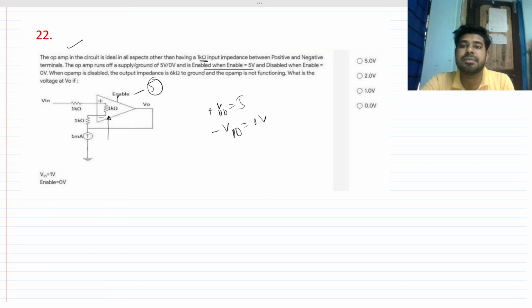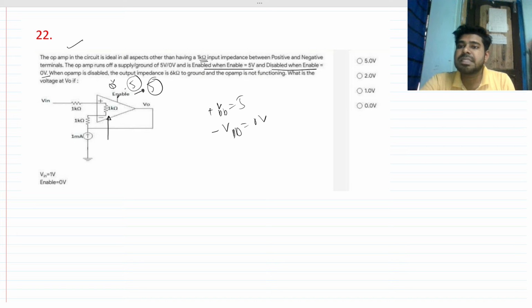When this enable is 5 volt, then the op amp is working, otherwise it is not working. So it is disabled when enable is 0. When the enable is 5 volt, it is working, and when this is 0, that op amp is not working. I will tell you what is the meaning of that.